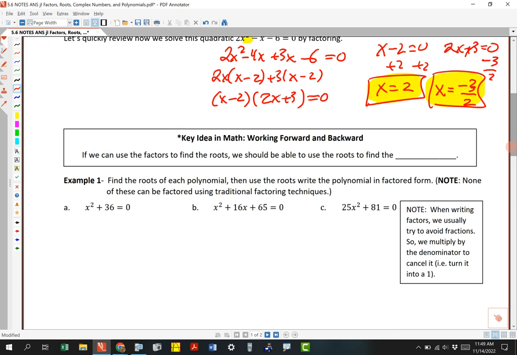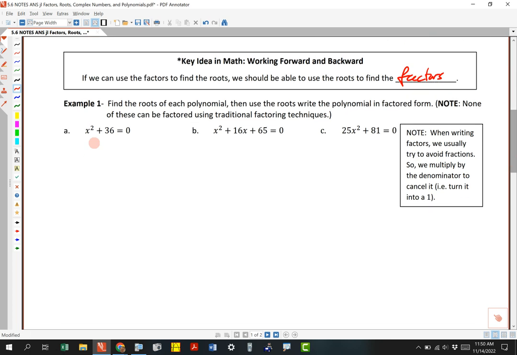So here's what we want to talk about today. This is a huge idea in math. If you can do something one way, we ought to be able to go forward and backward. So if you can use the factors to find the roots, we should be able to use the roots to find the factors. So here's how it works. We're going to take this one and we're going to find the factors. This is not a difference of squares, but we're still going to be able to find them.